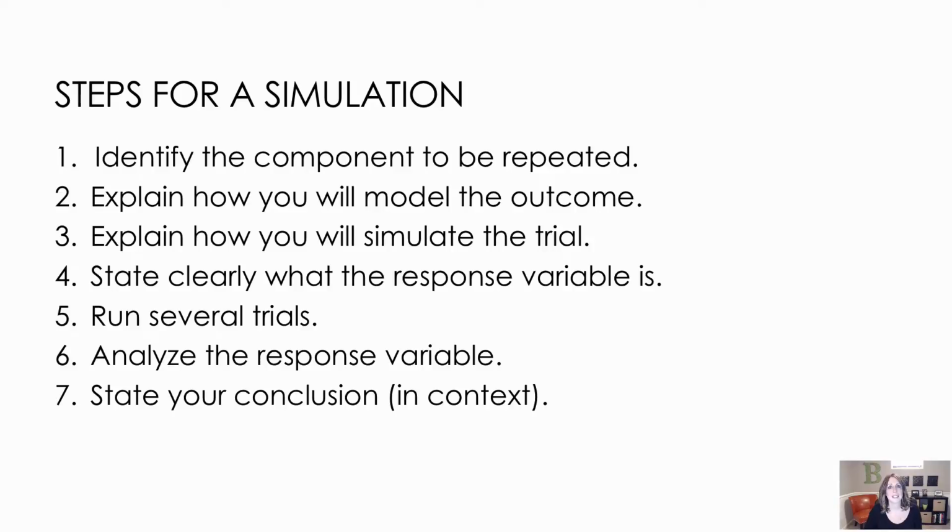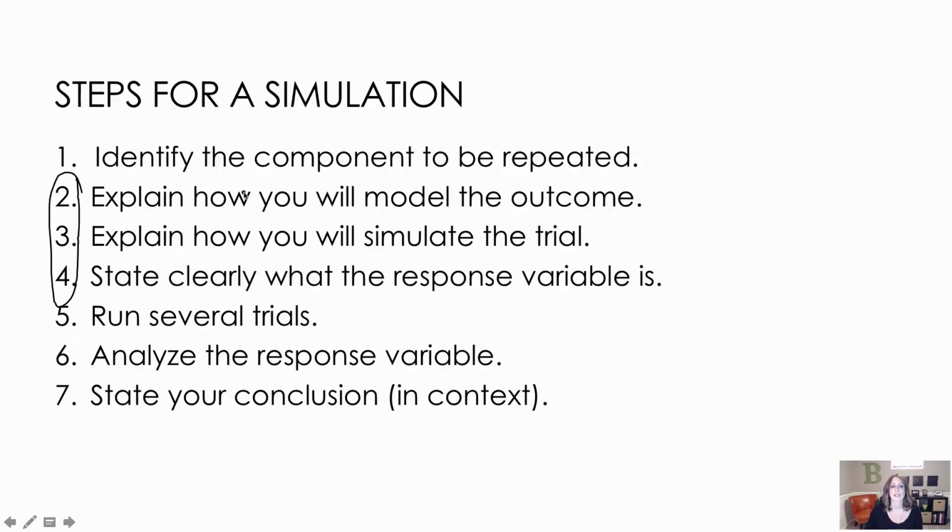There are 7 main steps for a simulation. So the first is to identify the component to be repeated. We just talked about what that was. Number 2, we'll explain how we model the outcome, and we'll explain how we simulate the trial. So typically, 2, 3, and 4, we kind of smush all together into a sentence. We're going to do them as separate parts in our first example together.